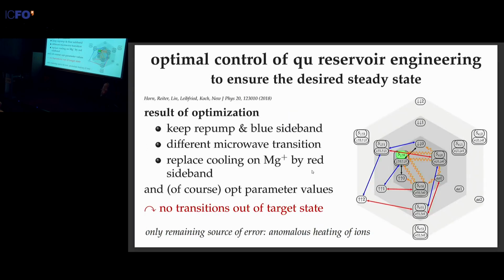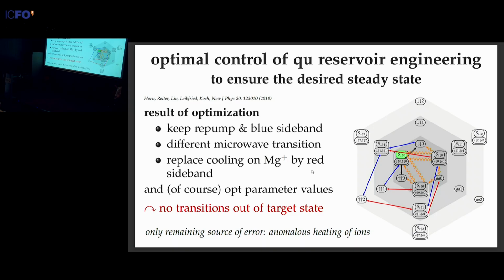Okay, so then we said, let's again use our machinery of control theory and not just look for the best parameters, but let's look for the best choices of drives. And the answer to this optimization was that we should keep the repump, obviously, because this is the dissipation that we want, and the blue sideband. We choose a different microwave transition, also obviously, because this is what was causing the trouble. And we found that we can replace the laser cooling on the magnesium by a red sideband laser that decreases the vibrational motion, but doesn't cool. And then, of course, we optimized the Rabi frequencies and detunings of these fields.